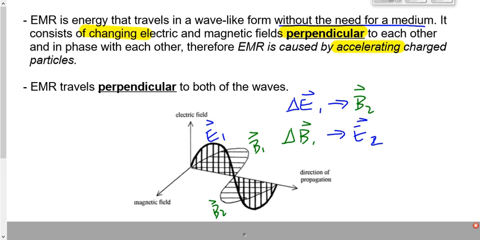An accelerating charged particle is necessary to produce a changing electric and magnetic field that are perpendicular to each other and perpendicular to the direction of propagation of the wave. So I'd remember it in those three words in that order. Accelerating charged particle is necessary to generate changing electric and magnetic fields, which is critical, so that we get this perpendicular electric and magnetic fields that travel perpendicular to both of those waves.